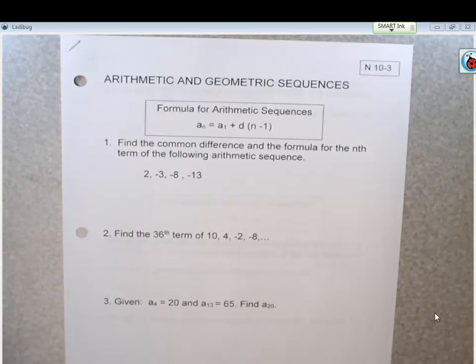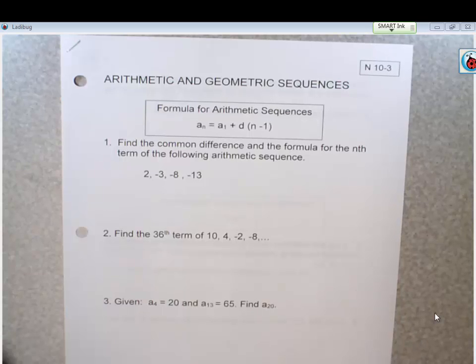All right, so arithmetic and geometric sequences. We talked a bit about this in 10-2, where an arithmetic sequence is one where it has a common difference between each term in the sequence. Geometric was a common ratio, so we would be dividing the second term by the first term, and so on to find that out.